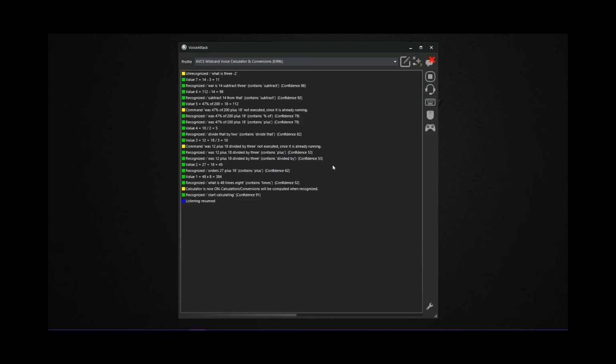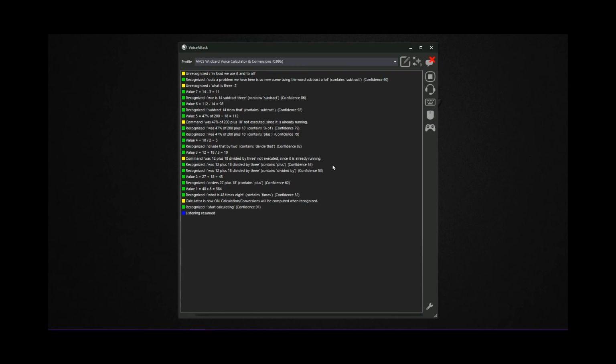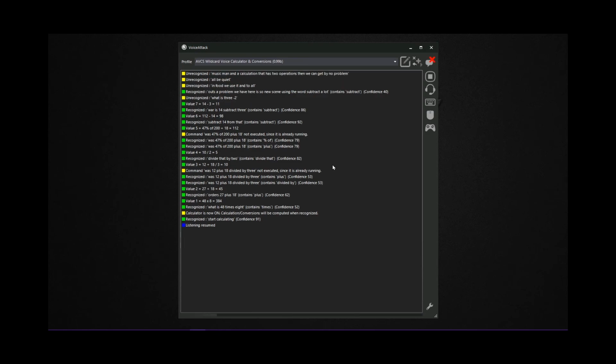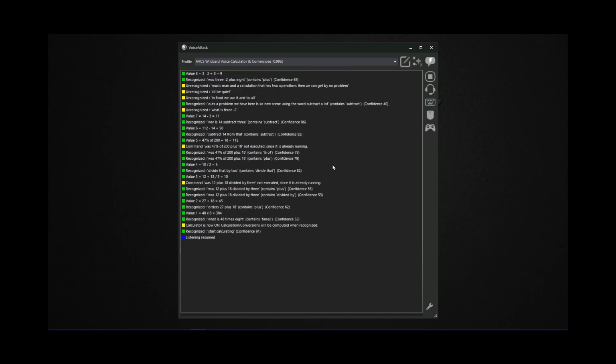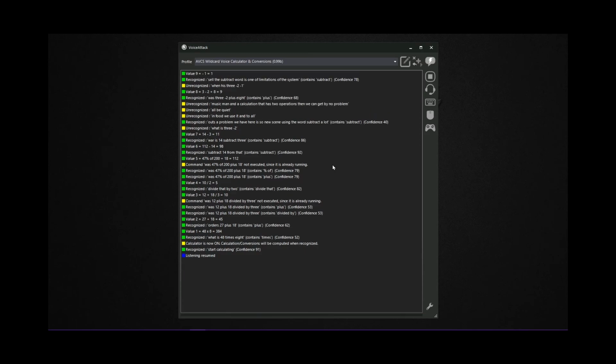Now that's a problem we have here, so you'll see me using the word subtract a lot. If we use it in a calculation that has 2 operations, then we can get by no problem. What is 3 minus 2 plus 8? 9. What is 3 minus 2 minus 1? So the subtract word is one of the limitations of the system. 1.